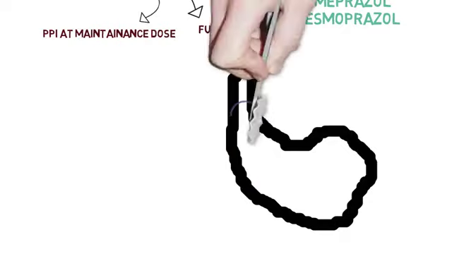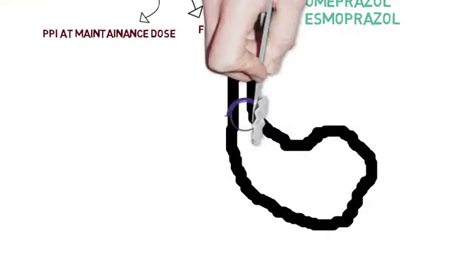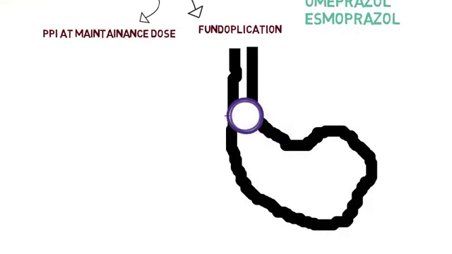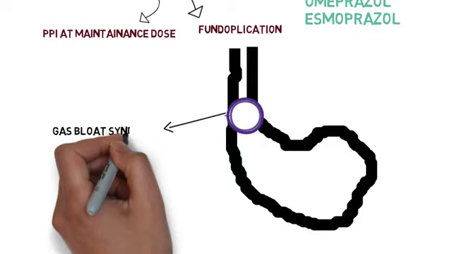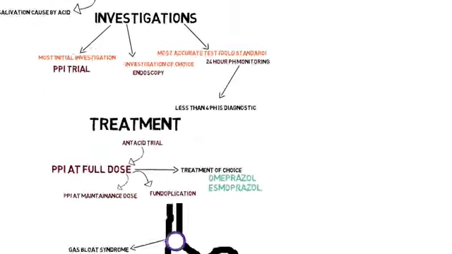In this fundoplication, you have to wrap the stomach around the esophagus so that GERD will not occur. But the side effect of this surgery is gas bloat syndrome, in which the person is unable to belch.